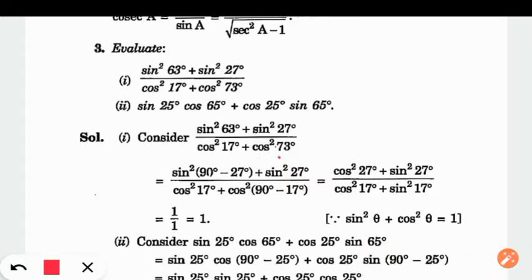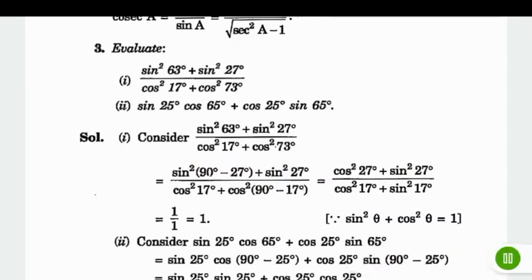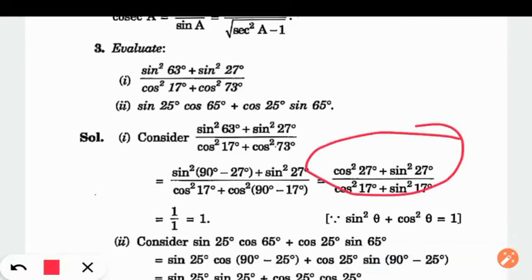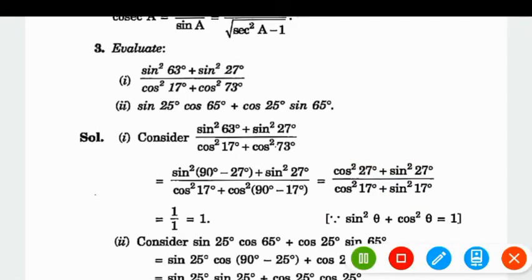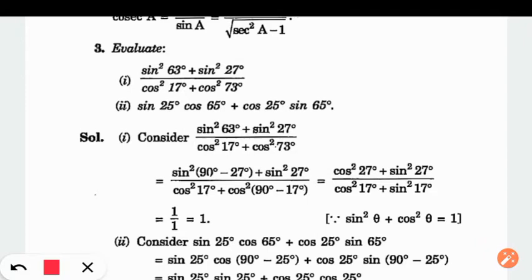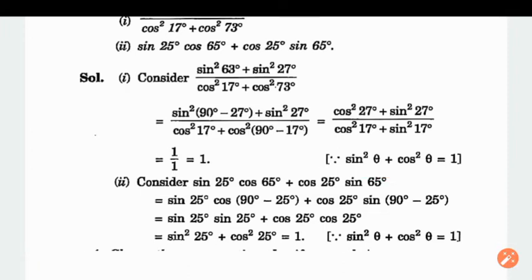Now sine 90 degree minus theta gives you cos theta. As a square here we have, so we have cos square, and in the denominator cos 90 degree minus theta gives you sine theta. Now see, cos square theta plus sine square theta, cos square theta plus sine square theta. I am saying theta, but there is 27 degree and 17 degree in place of theta. So in the numerator we have 1 and in the denominator we have 1, and we got 1. I have given the reason as well, that sine square theta plus cos square theta is 1.